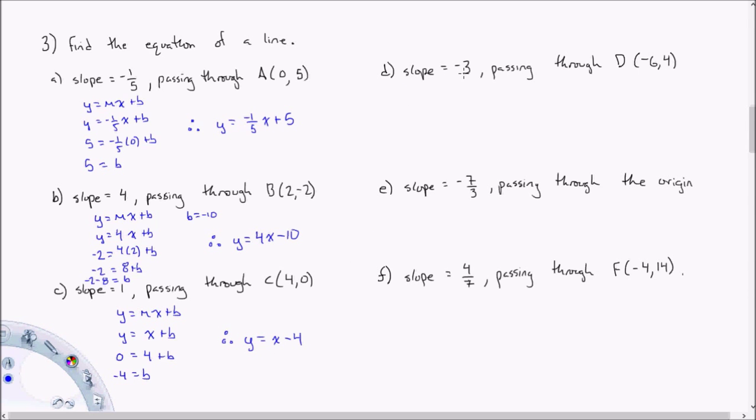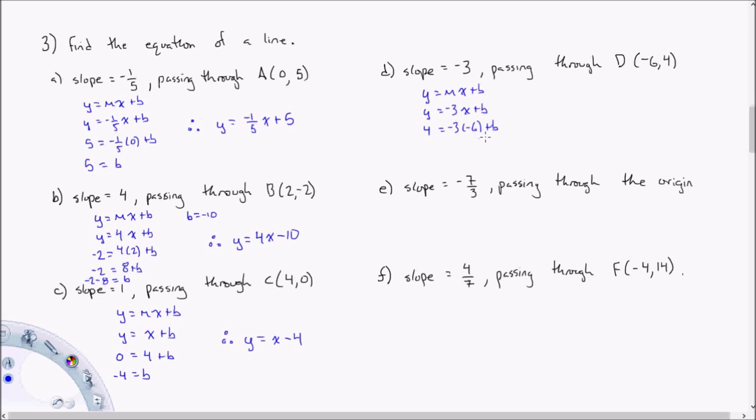D, we have a slope of negative 3, and we know that the line passes through data point D, which is located at negative 6, 4. So we start with y equals mx plus b, where m is negative 3, so we can sub in that piece of information. And we know that this line satisfies all the points on the line, including this point, because we're told that it passes through that point. So we can sub in the coordinates of that point into our equation. So the y value is 4, and the x value is negative 6.